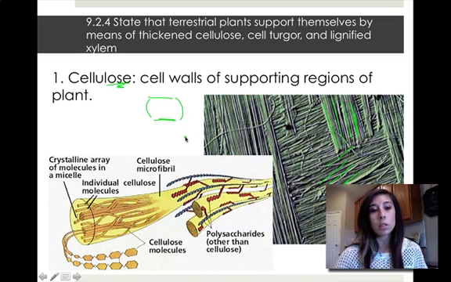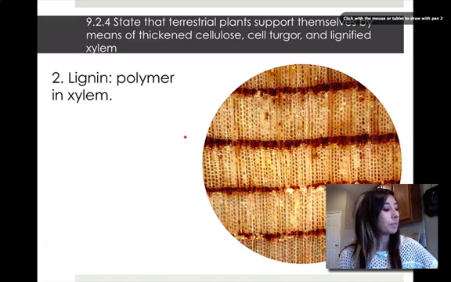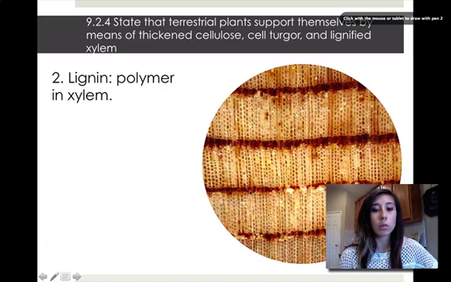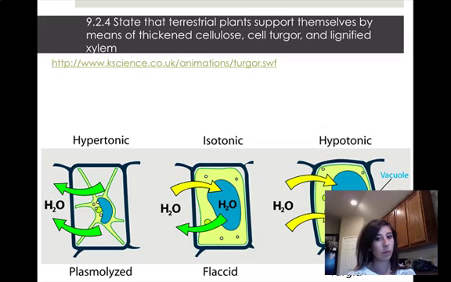The second thing is something called lignin, and it's a polymer that's in the xylem, and its structure is also very fibrous looking, and there's rings of lignin that are present throughout the entire length of the stem inside of the xylem, and so this is the second portion that can give off support.